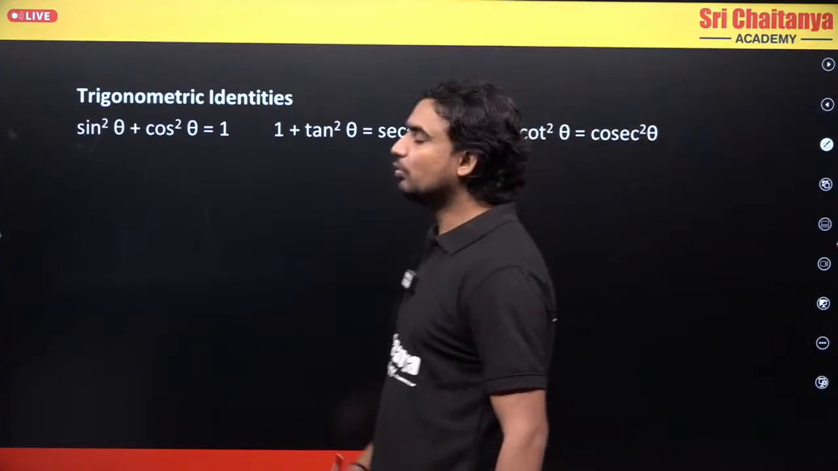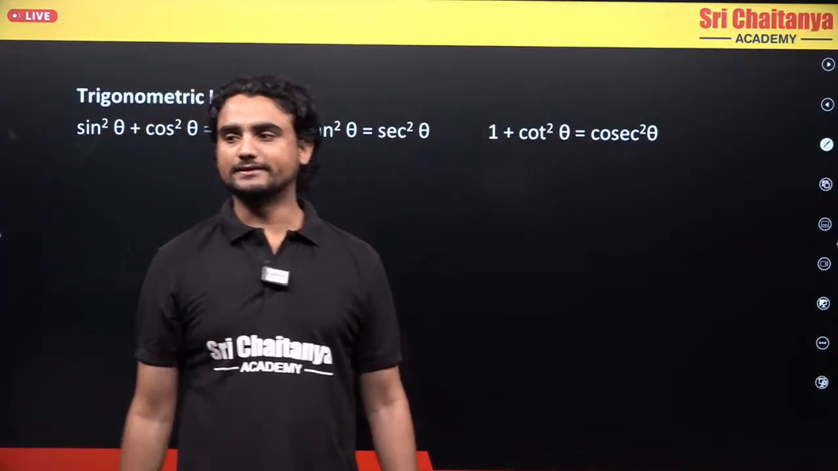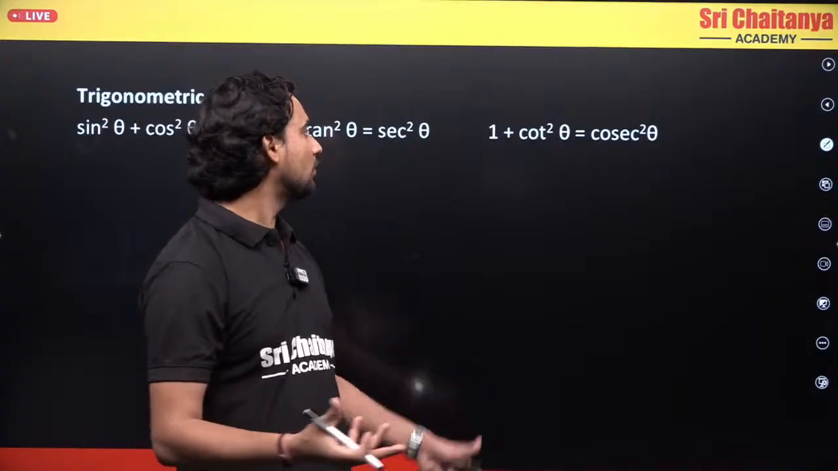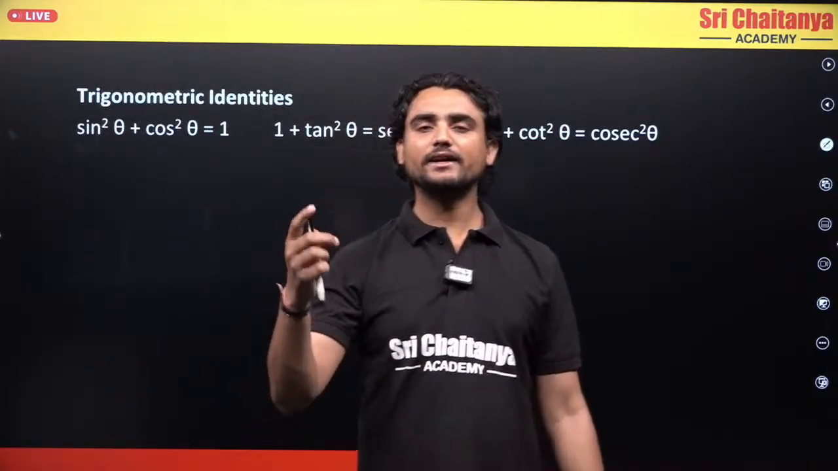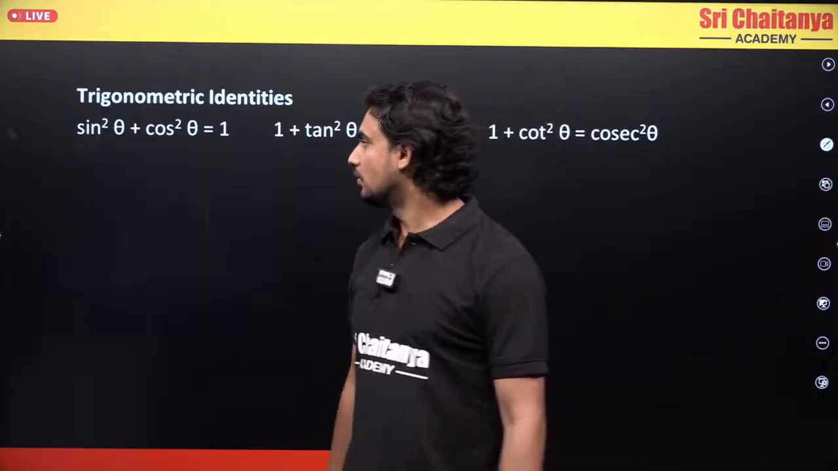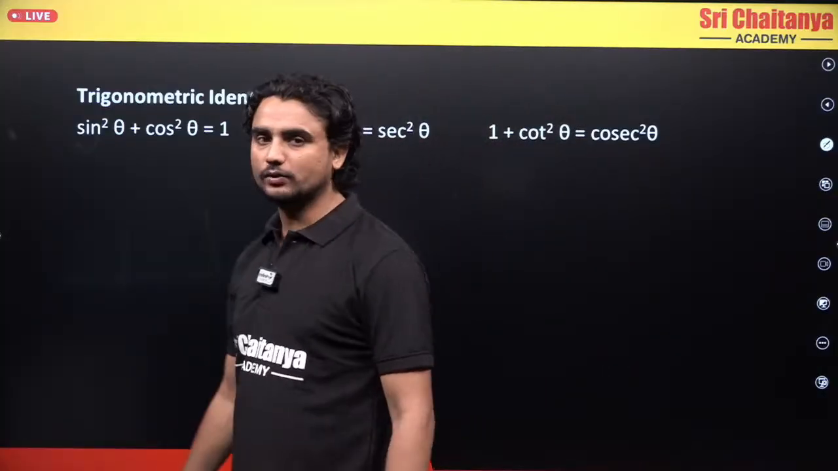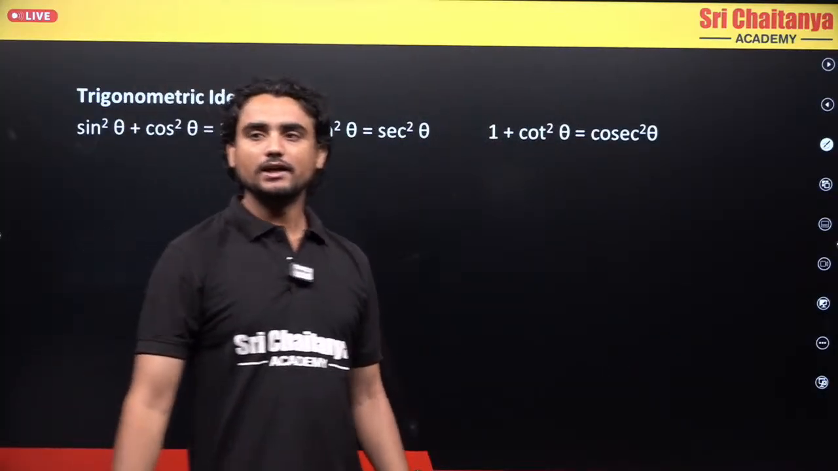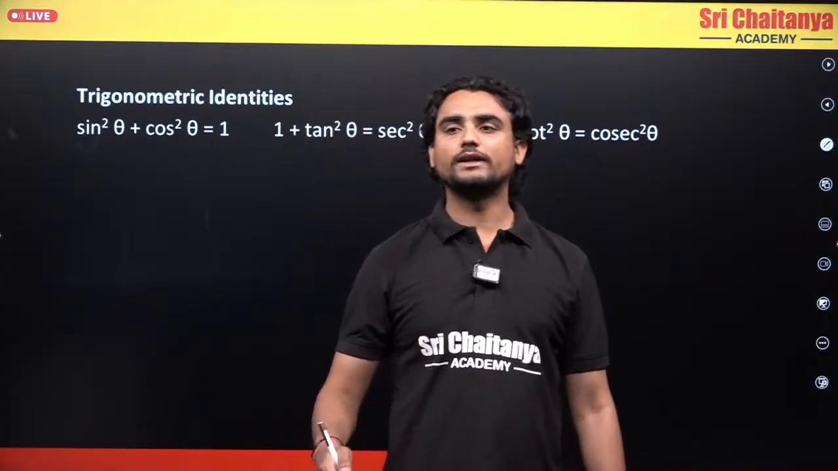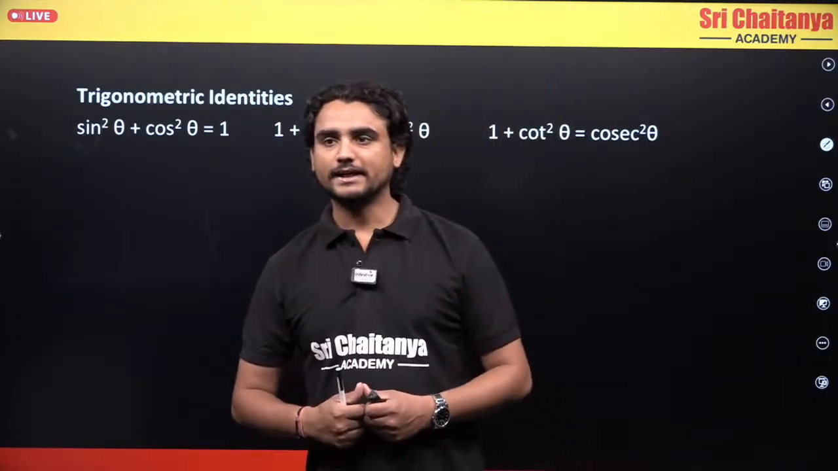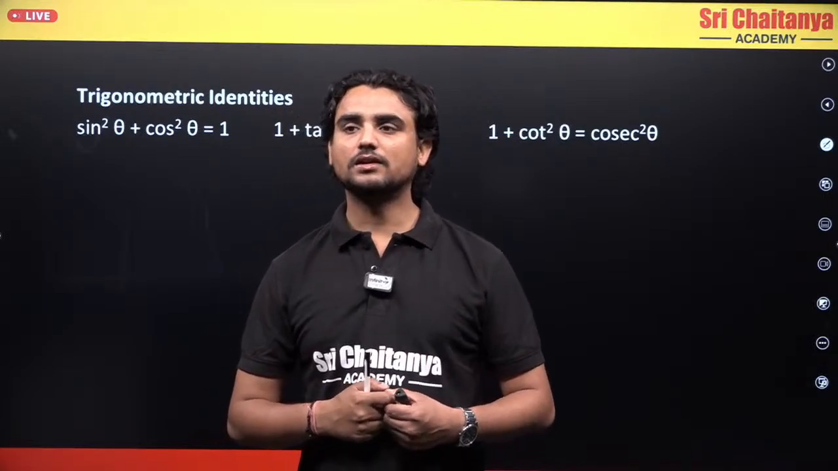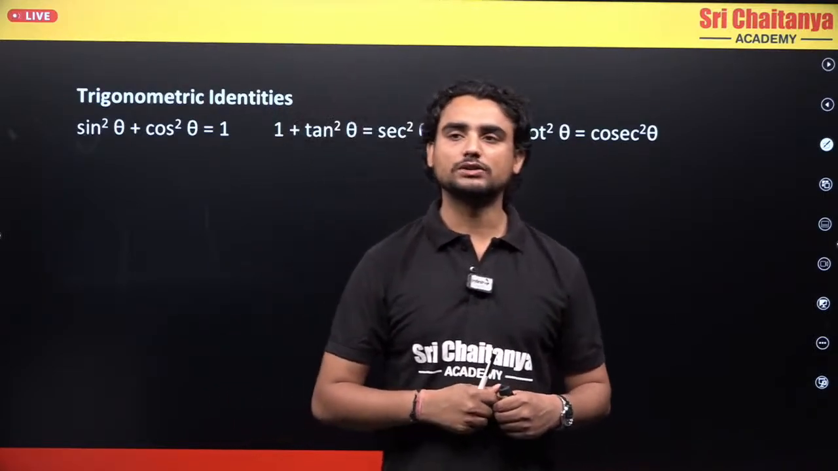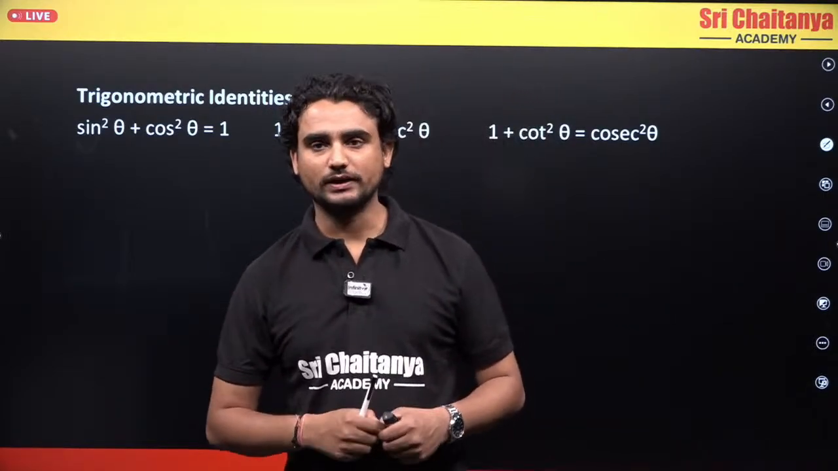So now we'll move on to the trigonometric identities, right? Why are they identities? Because these identities are always true. Remember, what is an identity? An identity is something which is always true. Okay, so what are the three identities? There are three identities. First identity is sine squared theta plus cos squared theta is equal to 1. Second is 1 plus tan squared theta is equal to sec squared theta, and the third one is 1 plus cot squared theta is equal to cosec squared theta.